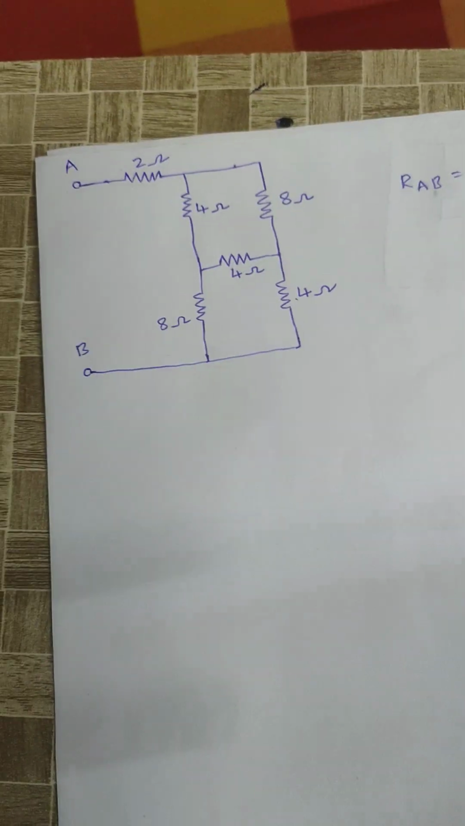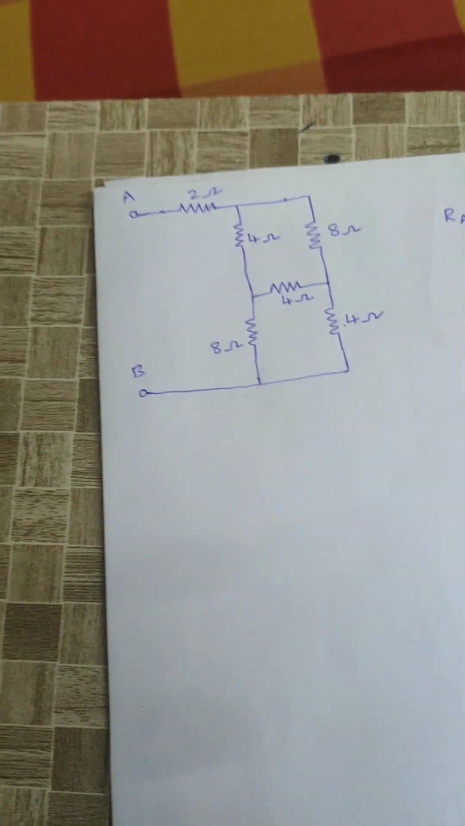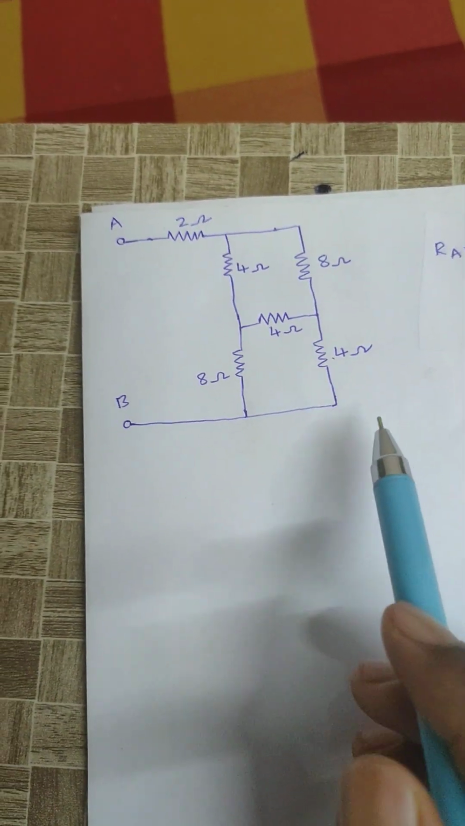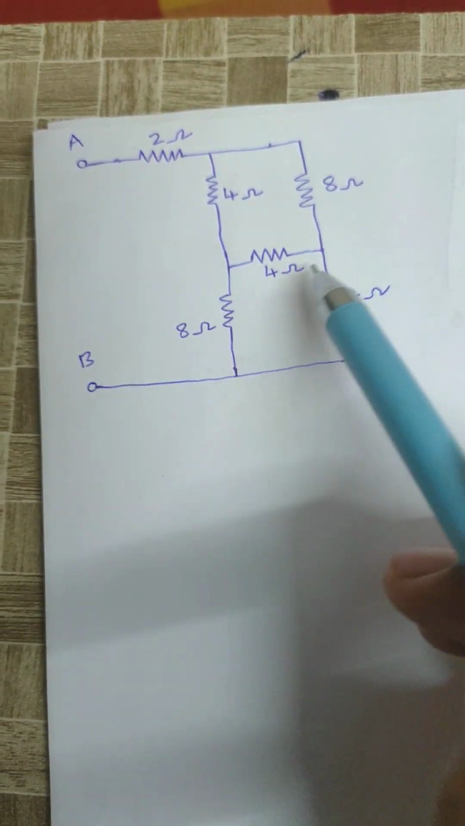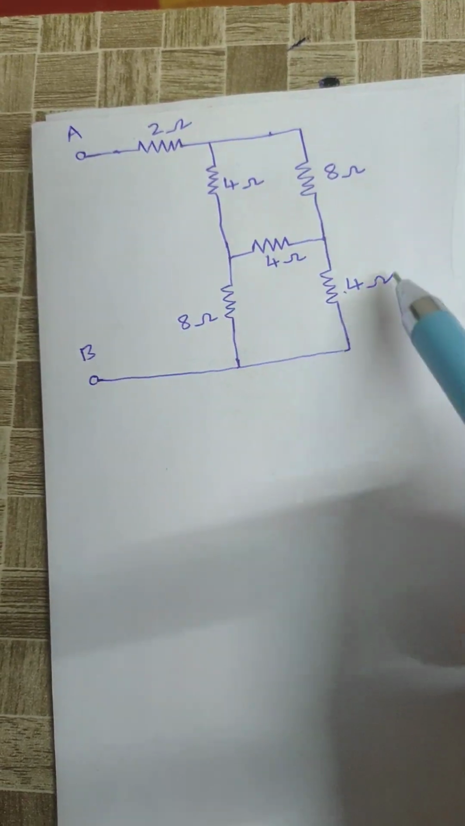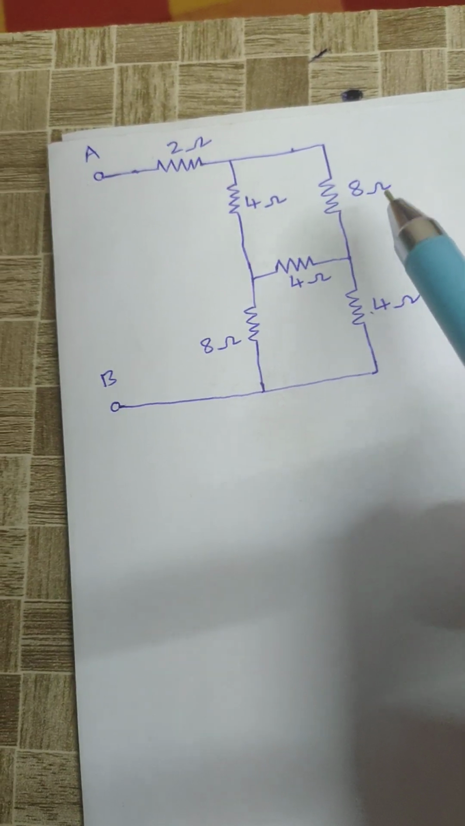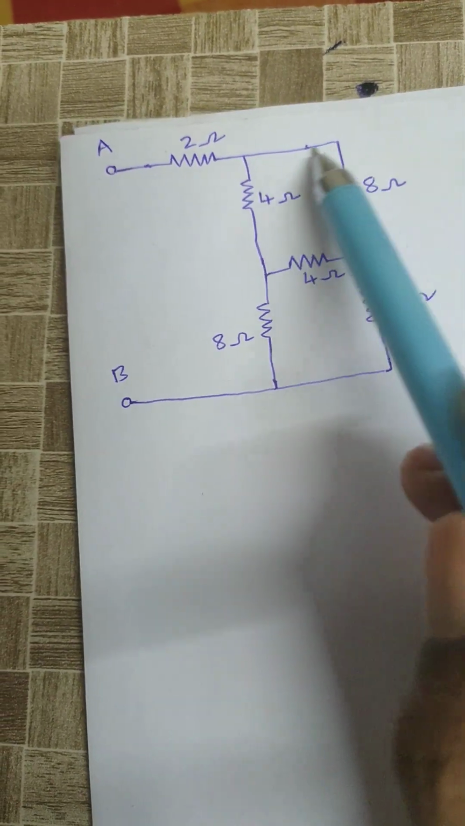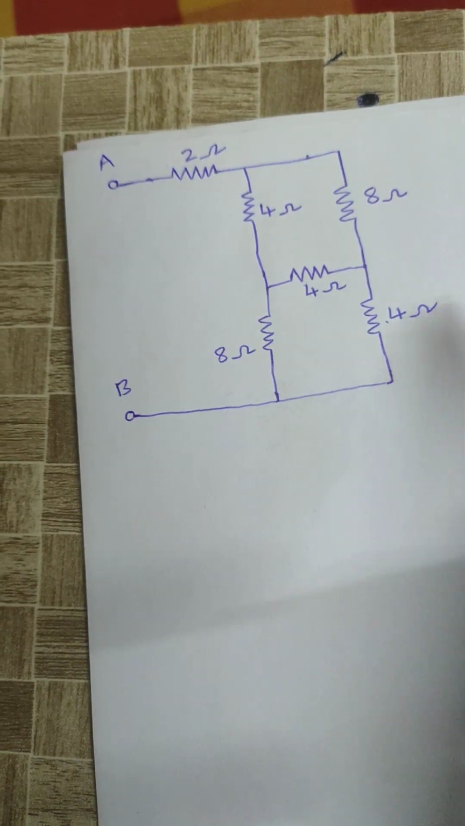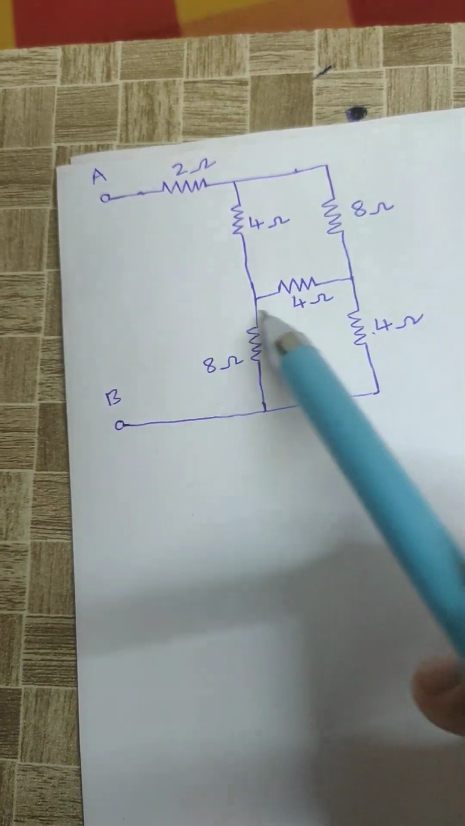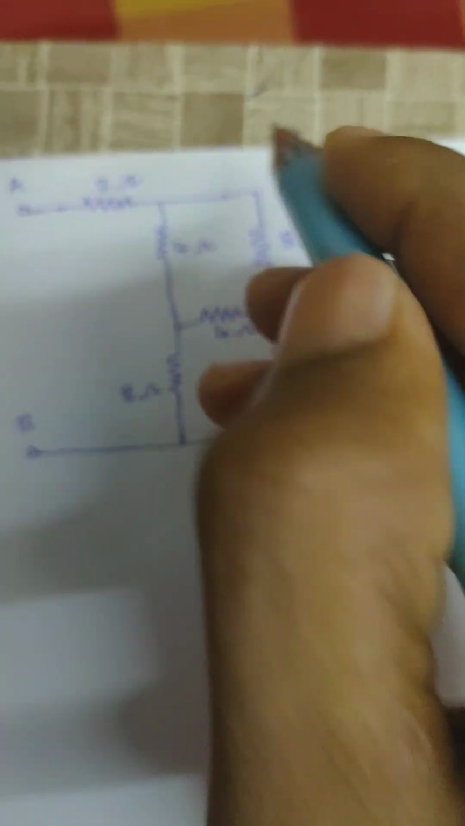Here we can't identify whether the resistors are connected in series or parallel. Then I can go for the delta to star transformation. For that purpose, you can consider either the top delta or the bottom delta. You can consider any one. If this resistor already participated in this delta, then this resistor cannot participate in another delta. Hence only one delta is possible here. Here I am considering the top one.